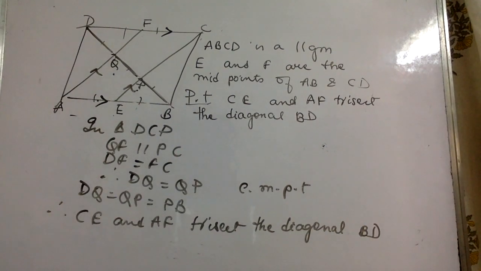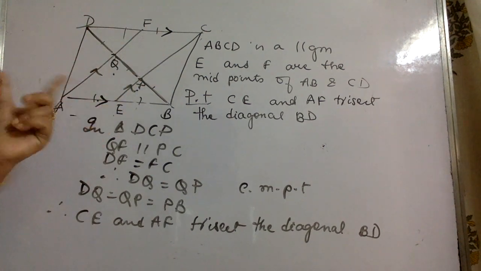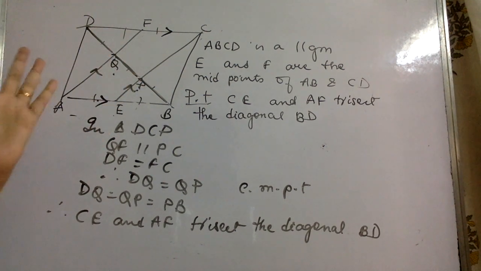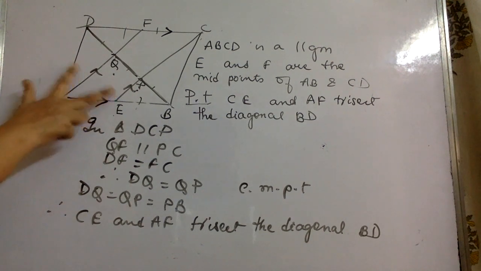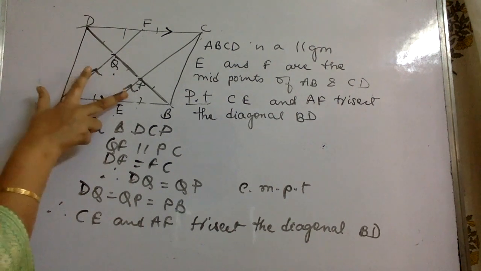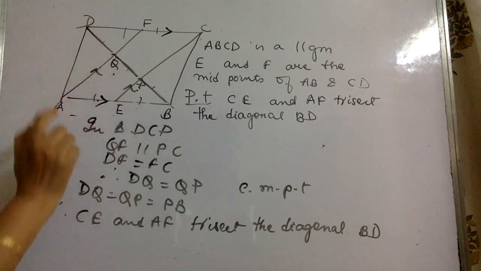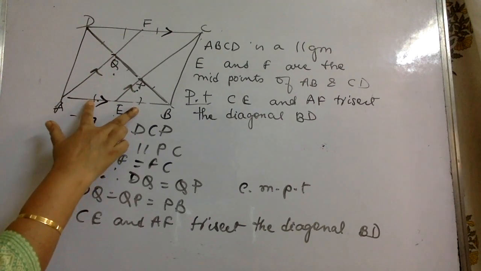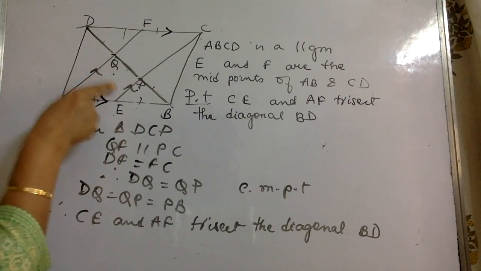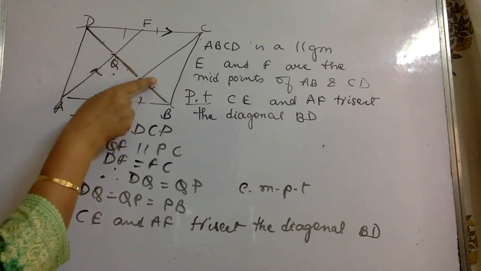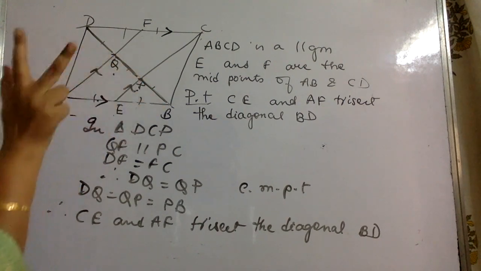So I repeat, this can be slightly difficult sometimes. First we prove this thing is a parallelogram, that is AECF. Once we prove it is a parallelogram, then we can say these two lines are parallel. Once we say these two lines are parallel, we can apply converse of midpoint theorem, because a line going from the midpoint of one side of a triangle going parallel to the second side bisects the third side. So PQ becomes equal to PB.